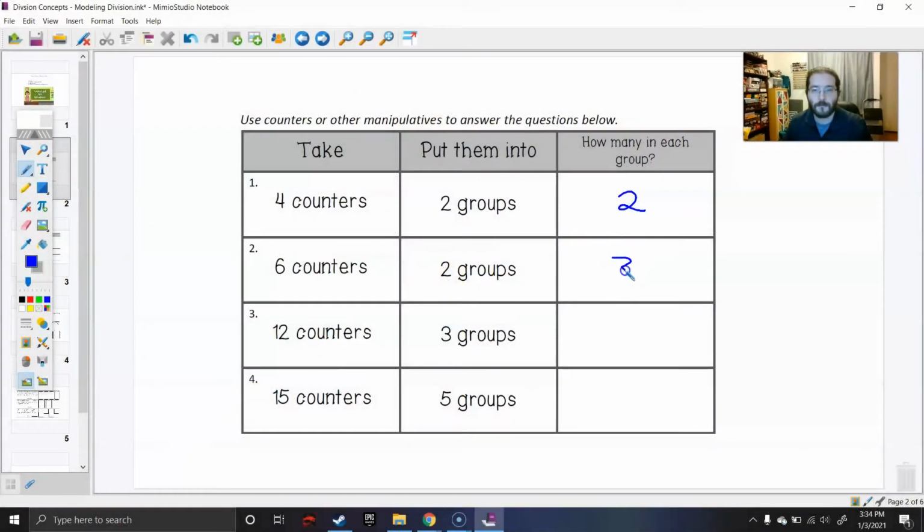actually, just so we can see it a little bit easier, 1 in the first group, 1 in the second group. 1 in the first, 1 in the second. 1 in the first, and then 1 in the second. All right, so you can see we have how many in each group? 1, 2, 3 in each group. So we have 3.